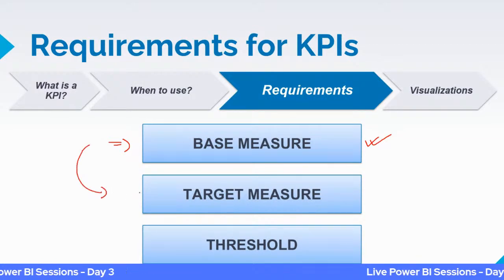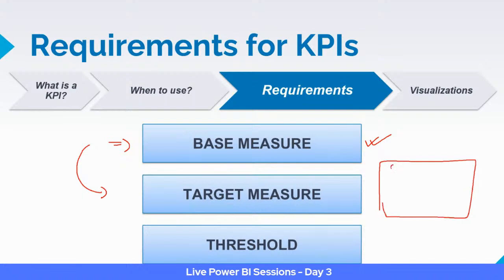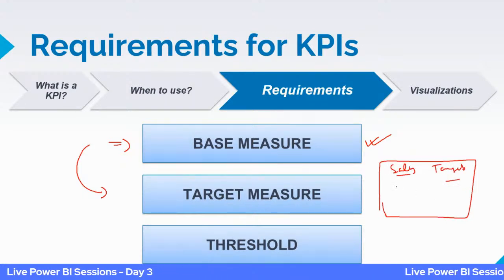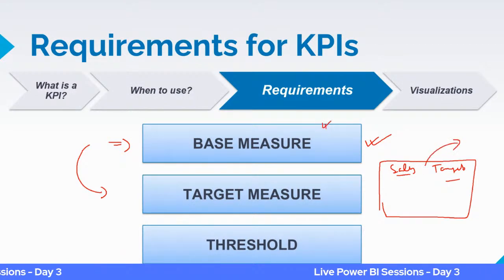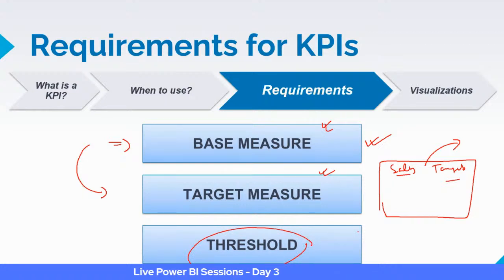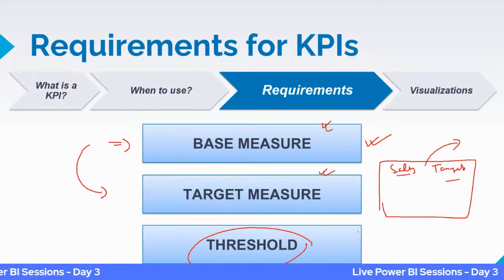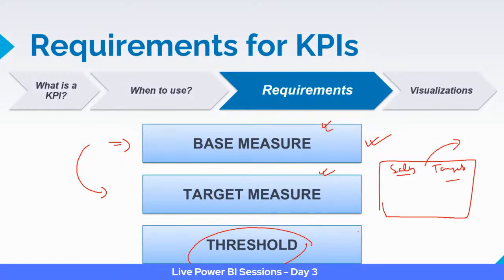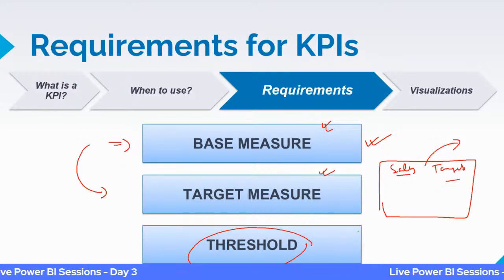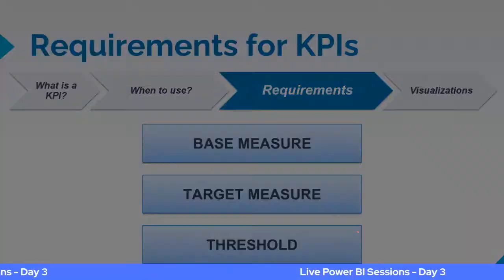You also have a target measure. For example, you have sales and you also have a target sales. In this kind of scenario, you can use KPI charts, or else a threshold. You are setting a threshold that if the sales is greater than 1 million, that means I am doing good. That's my threshold. So in those kinds of scenarios also, KPI charts are very much used.